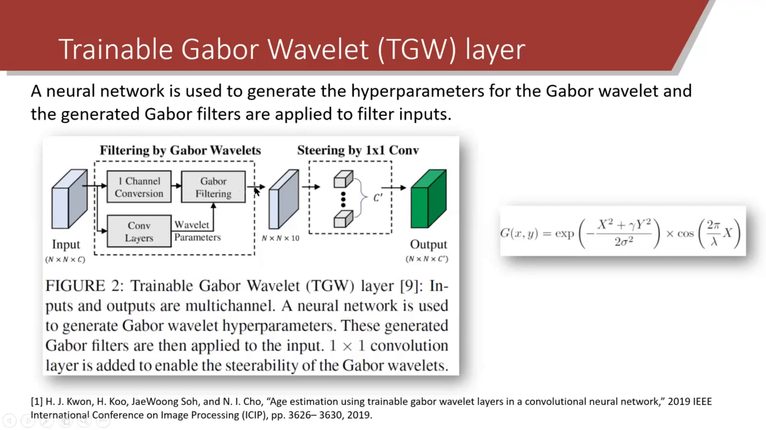And then at the end, we use one-by-one filters to train the network. If you're familiar with Gabor filters, there is an angle that you can modify or train. That's what we do by this steering using one-by-one convolution. Okay, so the stability property of the Gabor wavelet.